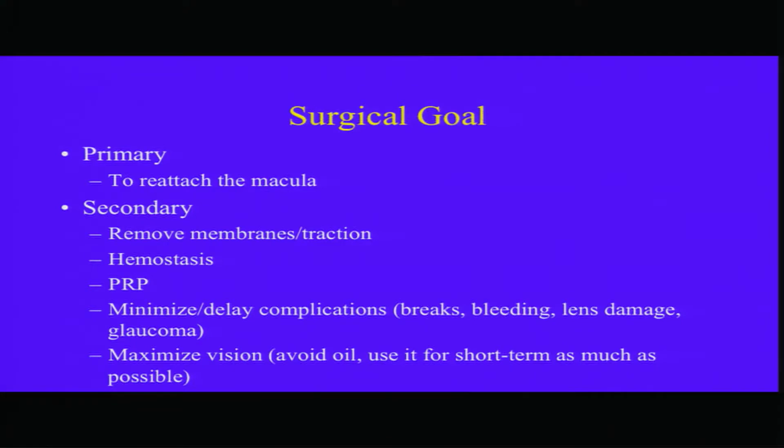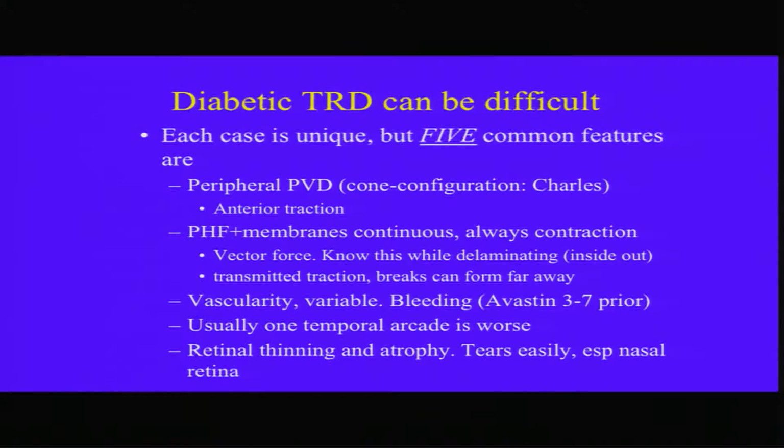So the surgical goal, the primary goal here is to reattach the macula. And of course, we have talked about removing membranes, hemostasis, PRP, and minimize delay complications, breaks, bleeding, etc. And of course, maximize vision. That should be the goal. Therefore, as much as possible, avoid the oil. And if you are using the oil, use it for short term. And we'll talk about it in a minute.